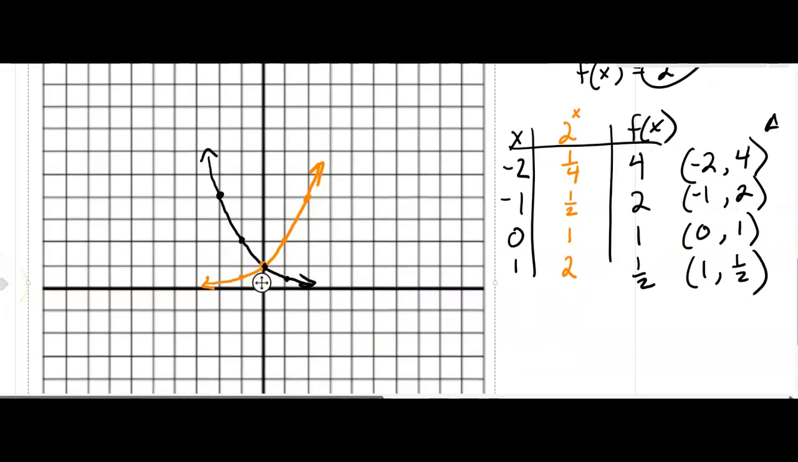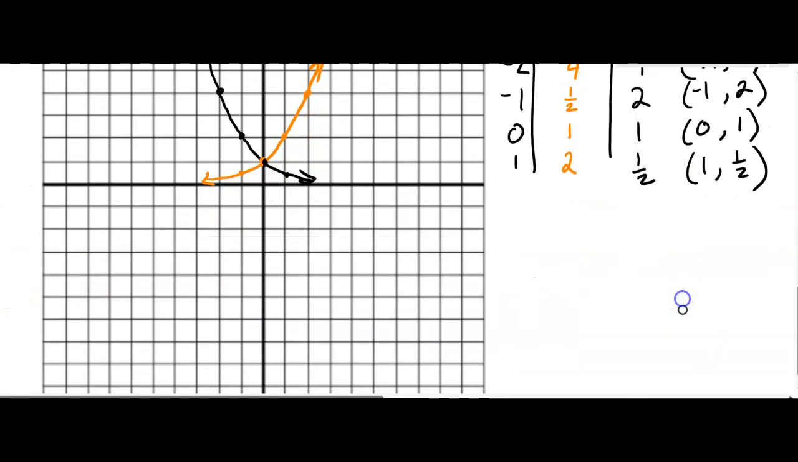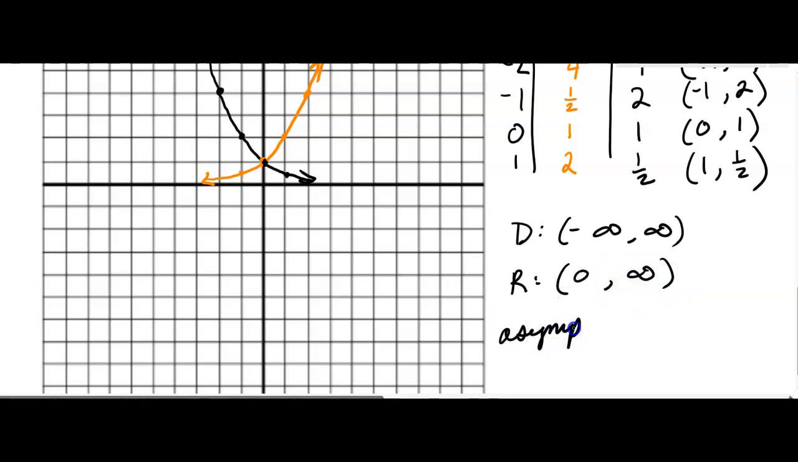So what does it mean for the domain and the range and everything? So the domain's still going to be all real numbers. The range is going to be the same, 0 to infinity, and the asymptote's going to be the same. Y equals 0. Okay.